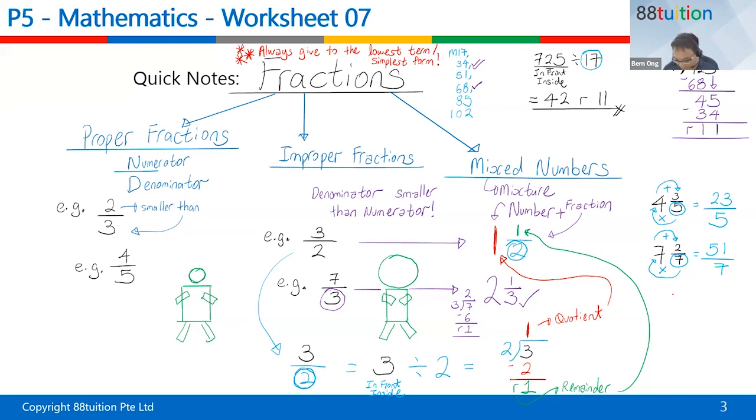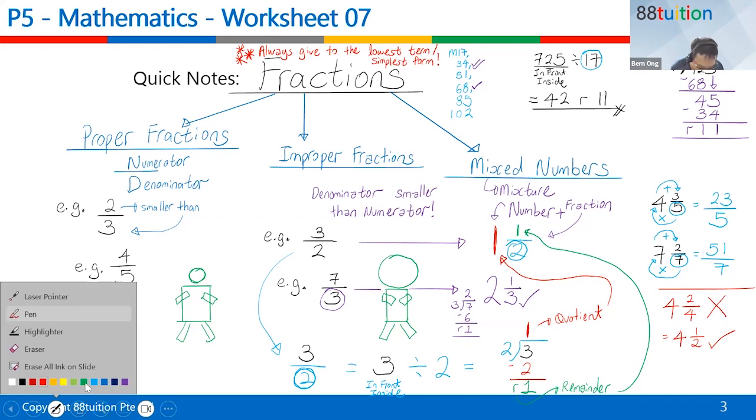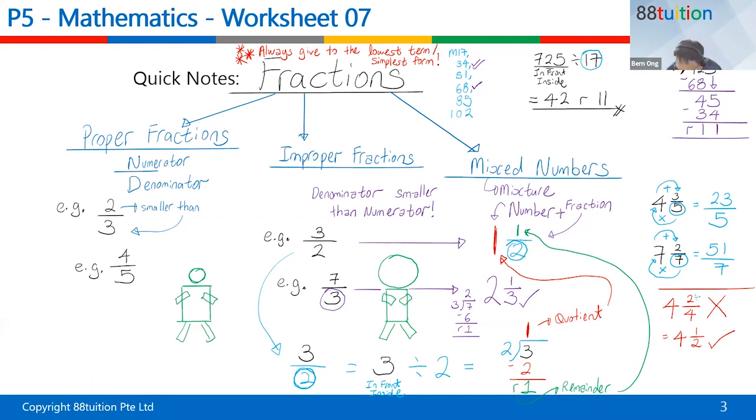You cannot present your answer as, for example, 4 and 2 over 4. Cannot. This is incorrect. You have to present it as what? 4 and a half. This is correct. So how do you get half? You have to use equivalent fraction. Divide by 2 on the numerator. Divide by 2 on the denominator. So please, children, very, very important.